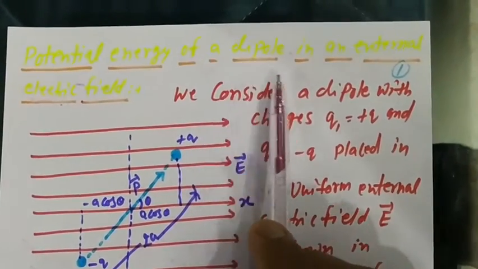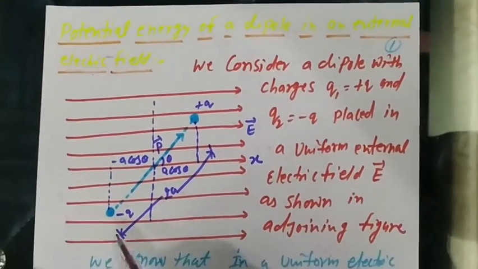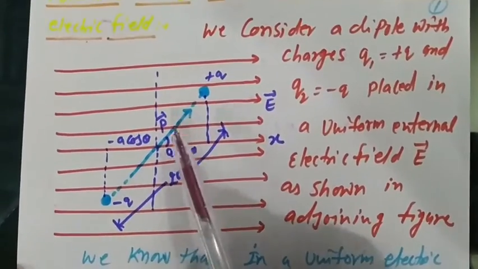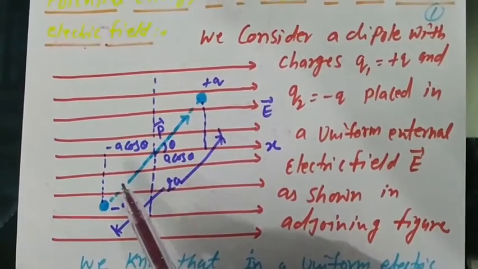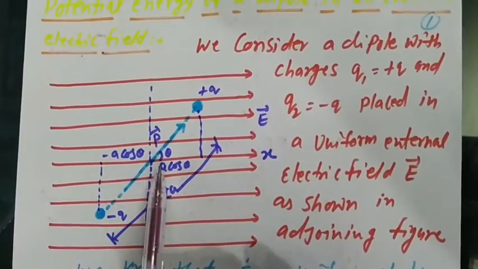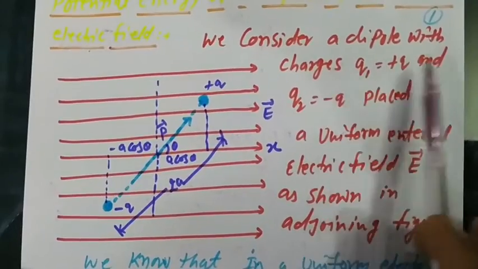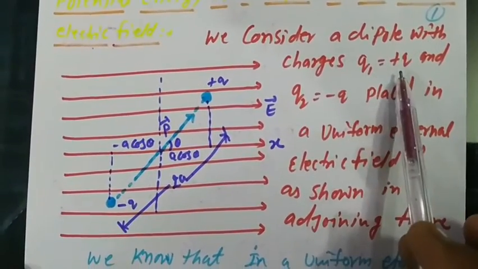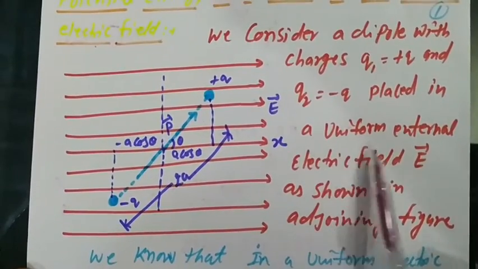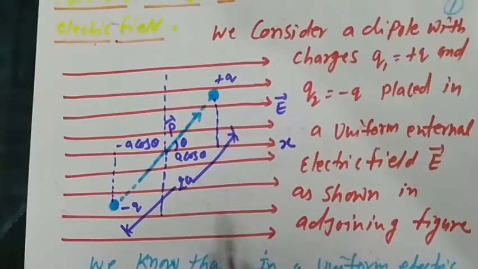Potential energy of a dipole in an external electric field. In this diagram we can see that an electric dipole is kept such that its dipole moment makes angle theta with the electric field E. We consider a dipole with charge Q1 equal to plus Q and Q2 equal to minus Q placed in uniform external electric field E as shown in this figure.